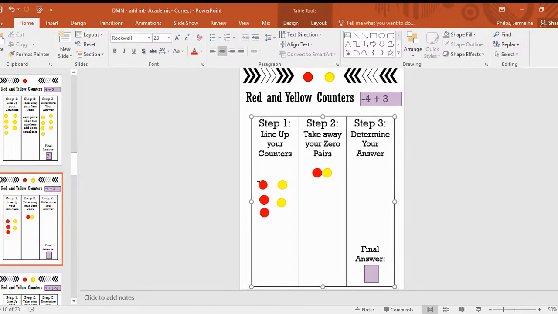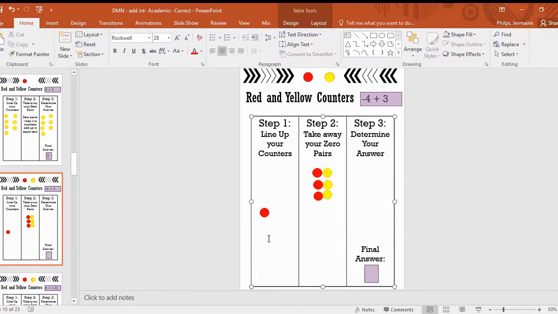Over here, I have 2 more zero pairs because I have 2 more reds that I also can combine with the 2 other yellow counters. So in this case, I have a total of 3 zero pairs. I have 1, 2, 3 negatives and 1, 2, 3 yellows. So these have made 3 zero pairs. These have all canceled each other out because -3 plus positive 3 equals 0.